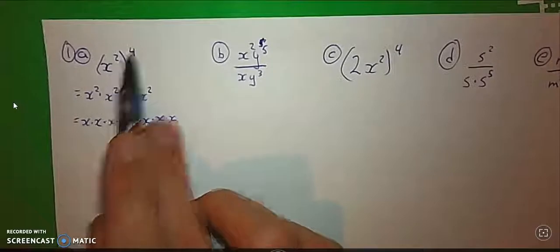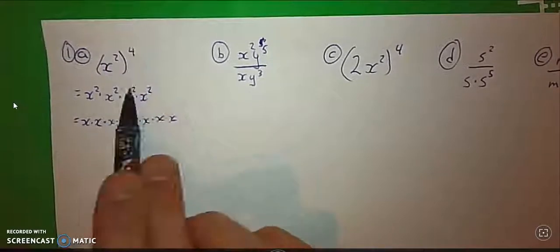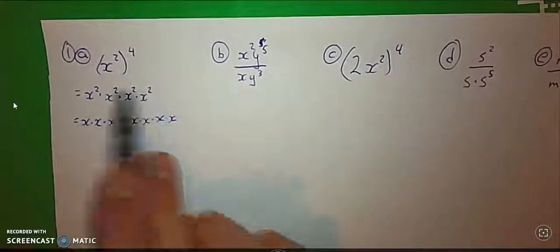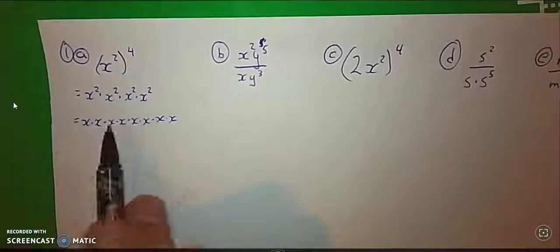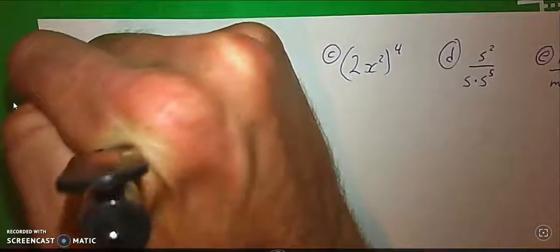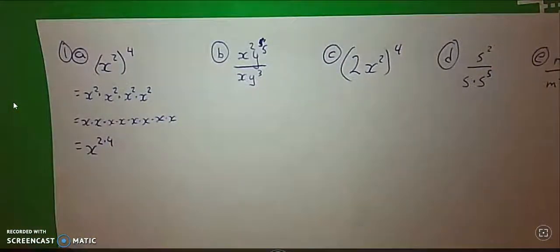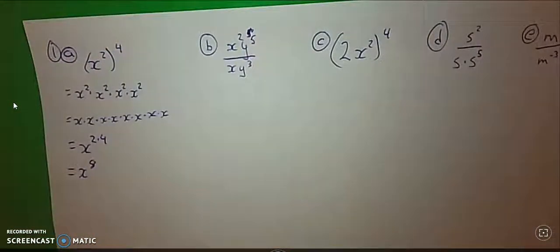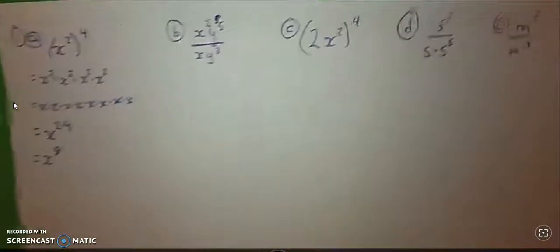So it is perfectly acceptable for you to jump right to the answer and skip these two middle steps. This was just so I can show you why this works, but your final answer would just be x to the power of 2 times 4, which is x to the power of 8. Let's make it a little bit more complicated.